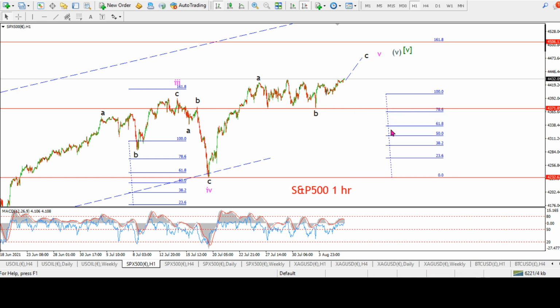Apart from that, let's say the upper fib target for this wave 5 could come in at 45.06. And that's where wave 5 will reach 162% wave 1.